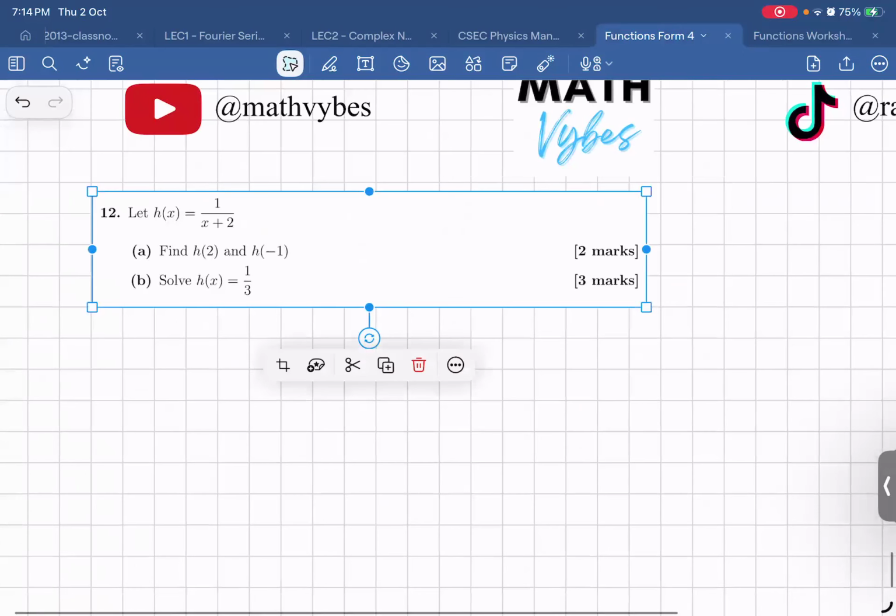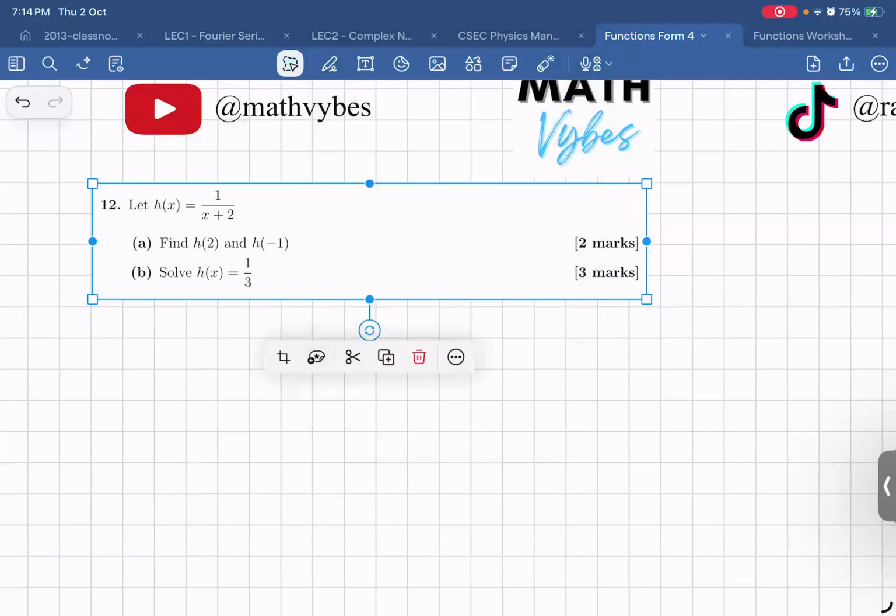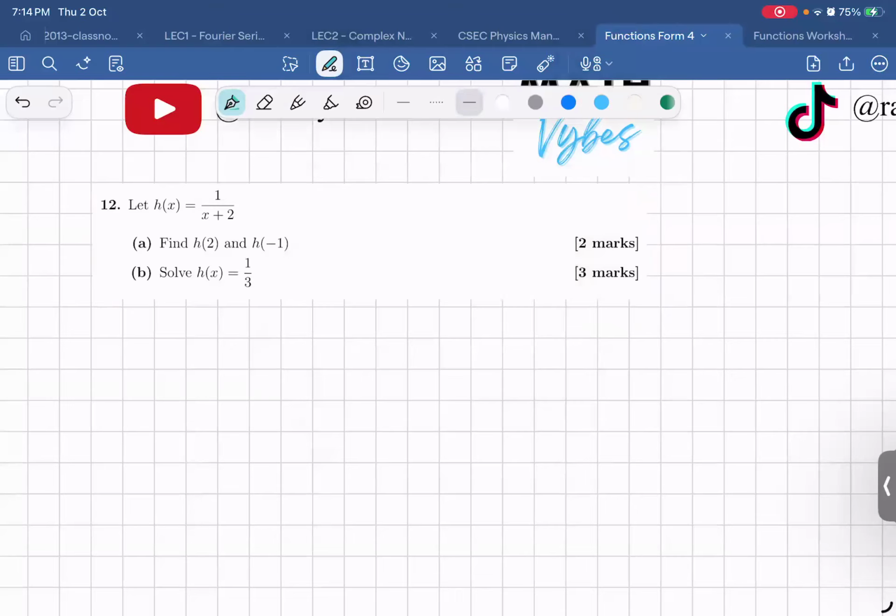Right. We should breeze through this question. Right. So Shayna, let me breeze through the question. So the first one, it's telling us to find h of 2. So instead of writing x, I'm just gonna write 2. That's gonna be 1 over 2 plus 2. What are we equal to? A quarter. Well, yeah. 4. 1 over 4. Right?